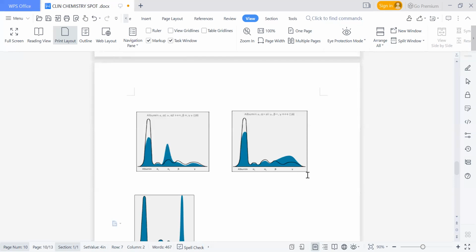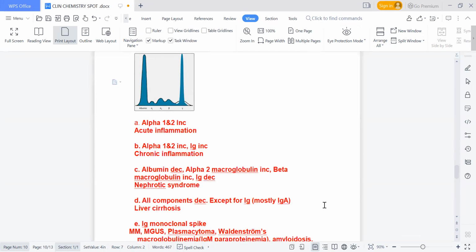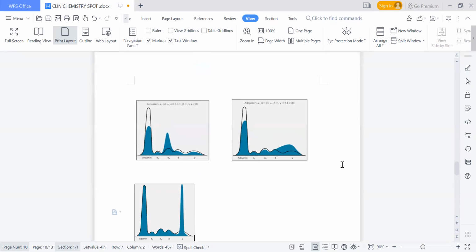For the fourth picture here, everything else is decreased apart from the immunoglobulins, which is increased. This points towards liver disease, like liver cirrhosis, yeah.